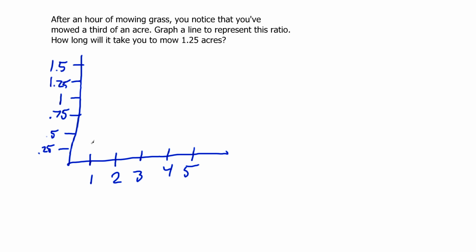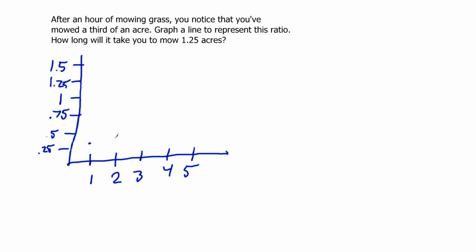We know that it took 1 hour to mow a third of an acre. So we'll find our line that represents 1 hour, and we'll go up to about where 1/3 would be on this graph. So 1/3 or 0.33, it's a little bit more than 0.25 and less than 0.5, somewhere in between them, but closer to 0.25. So we'll put that point right there.